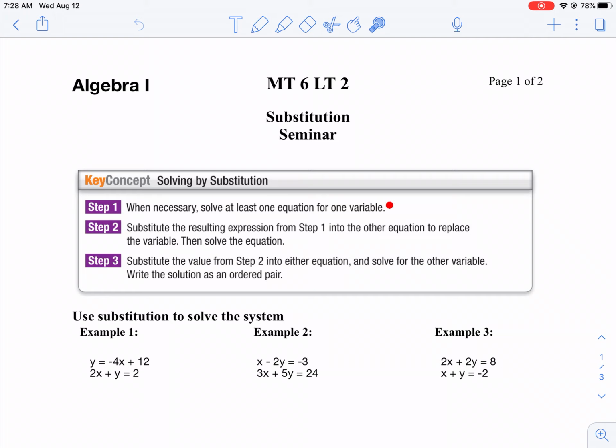We're going to get one variable by itself. Sometimes you'll already have it by itself, but if you don't, you have to get it by itself. You're going to substitute that into the opposite equation. That's important. Always substitute into the opposite equation. And then we're going to solve that system, solve for both variables, and write our answer as an ordered pair if we're using x and y. So let's take a look at example 1.